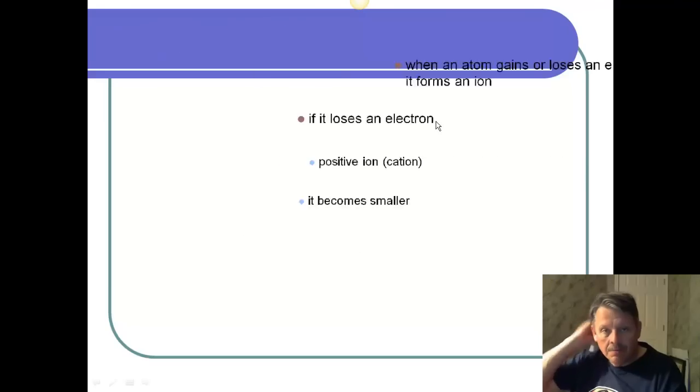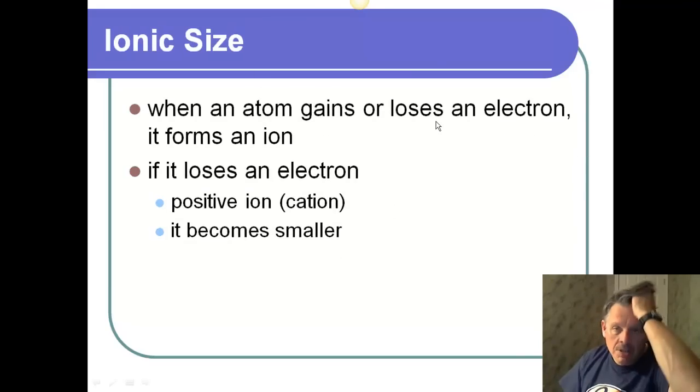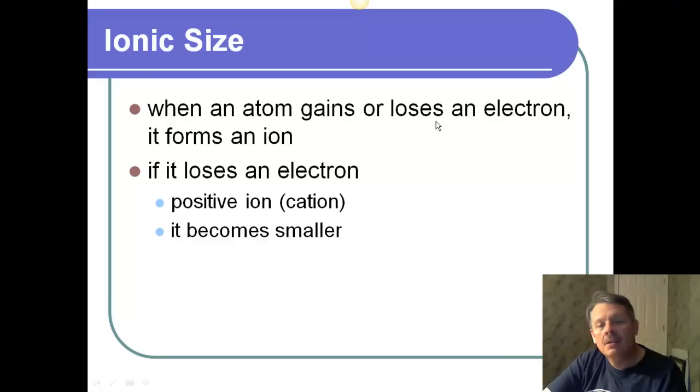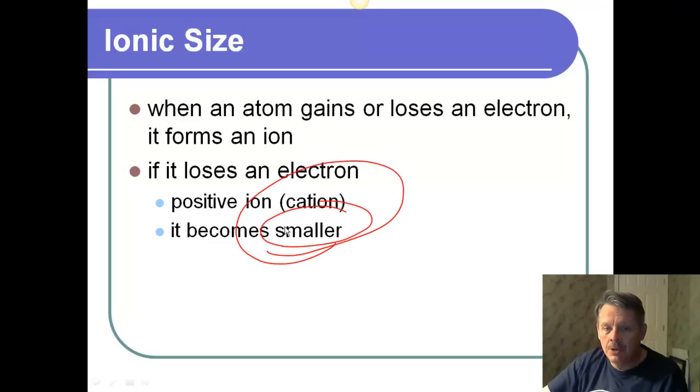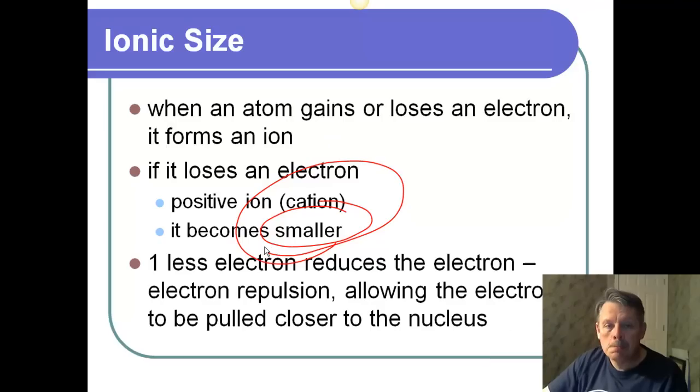All right. So, ionic size. When an atom gains or loses an electron, it forms an ion. You already knew that. If it loses one, it becomes a cation, and it becomes smaller. Right? You might want to write that down. The term cation, we'll be using that a lot in future podcasts. But from this podcast, you really need to know that it's gotten smaller. If it loses an electron, if it gets positive, one less electron reduces the electron repulsion. We already said that.